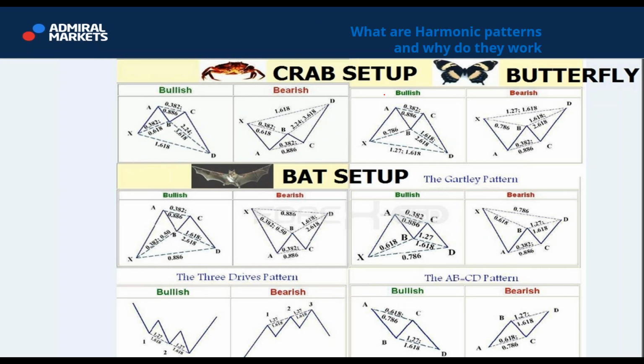Also, guys, different setups appear in nature: crab, butterfly, bat, Gartley, ABCDs, three drives. You can find these patterns in nature. There is an indicator called ZUP.